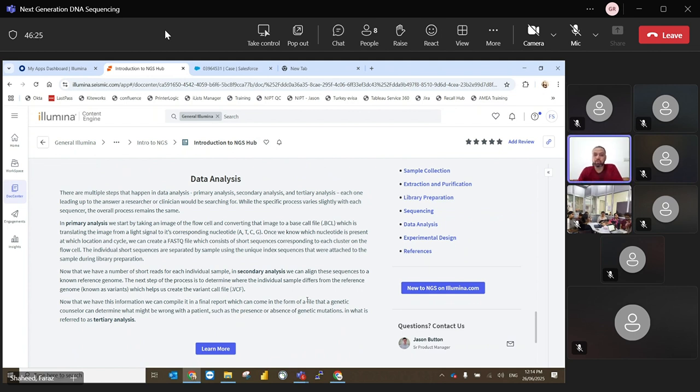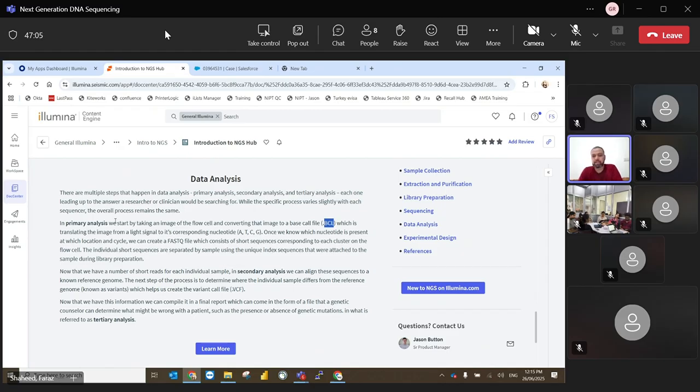So the output of a sequencer is your intensity files. Now converting those intensity images or photos into a base call or a BCL file, which you can see is written here. Taking an image of the flow cell and converting it to the BCL file is your primary data analysis. This is done by the instrument as well. Those softwares are already on the instrument, so you will get the BCL files.